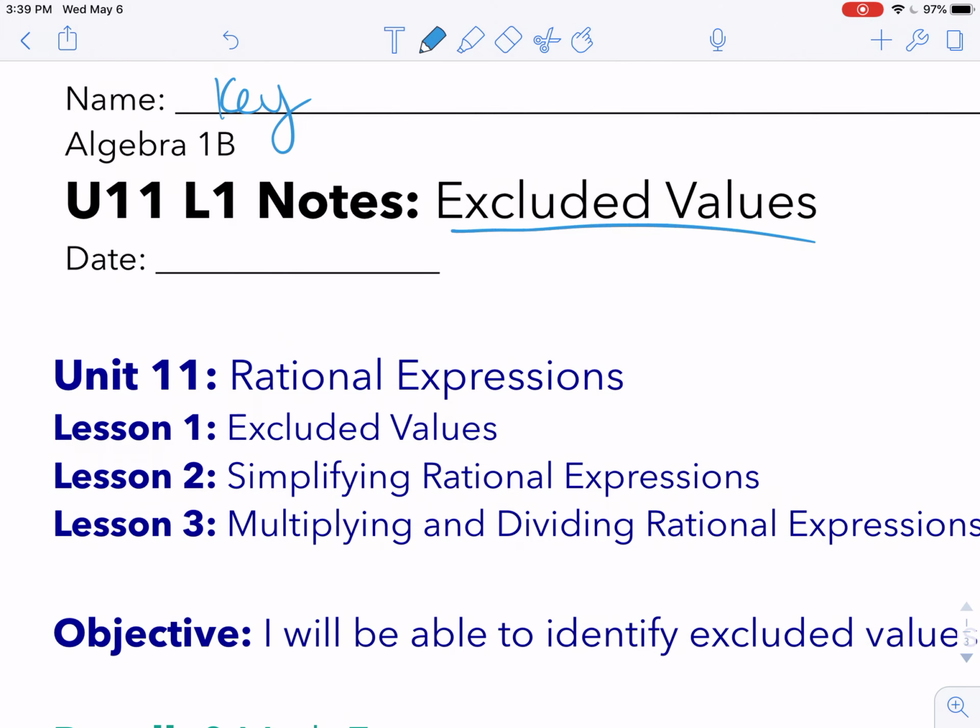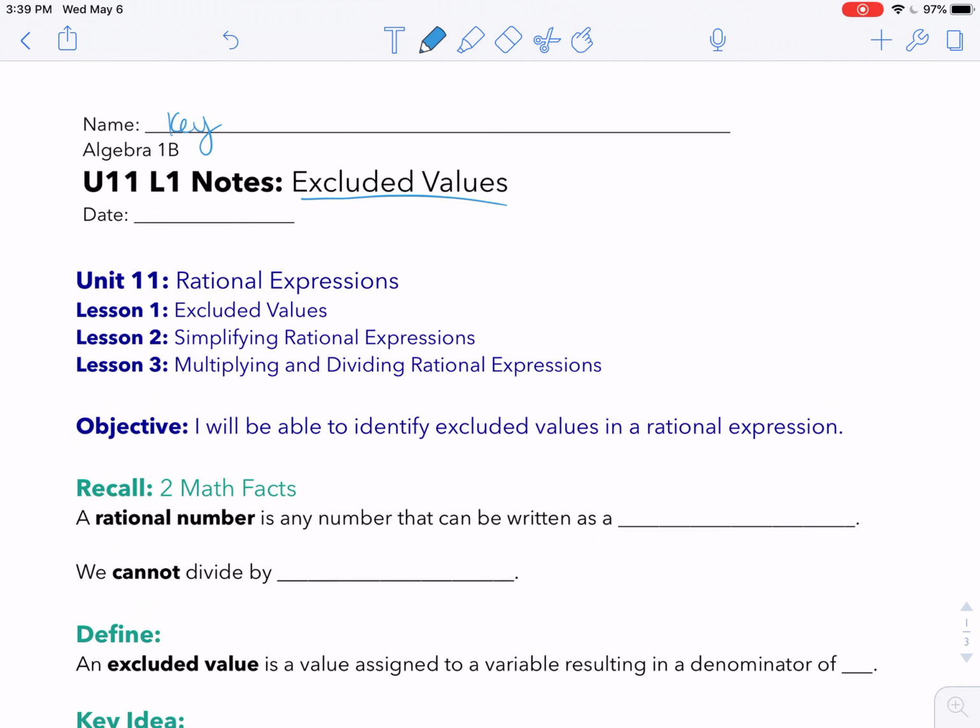Oh, how sad, excluded. By the end of the day, you will be able to identify excluded values in a rational expression. So let's go over 2 quick math facts, real quick.